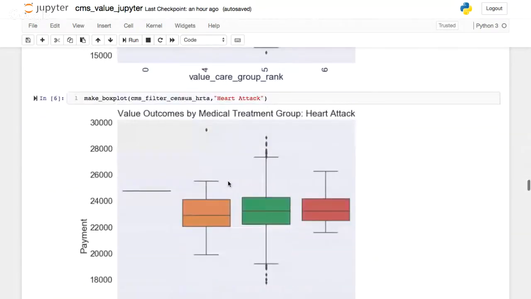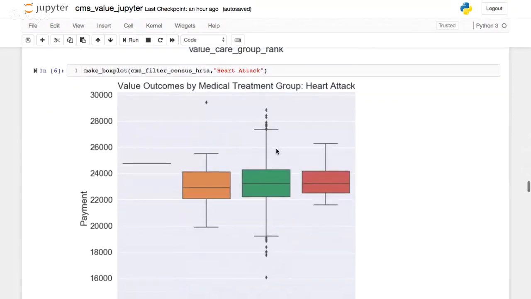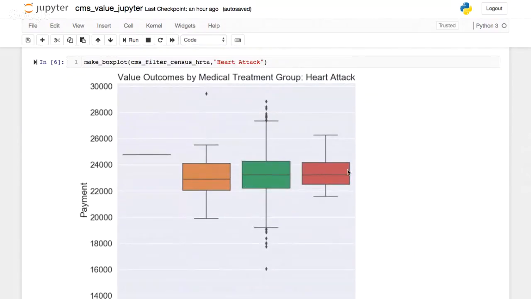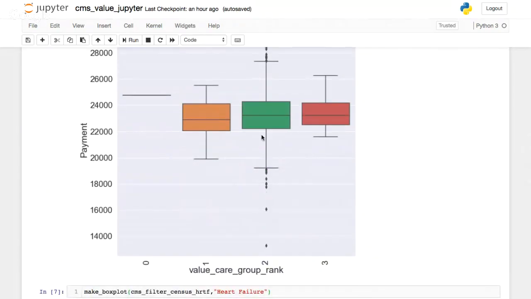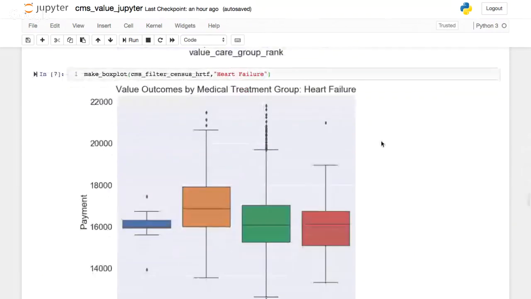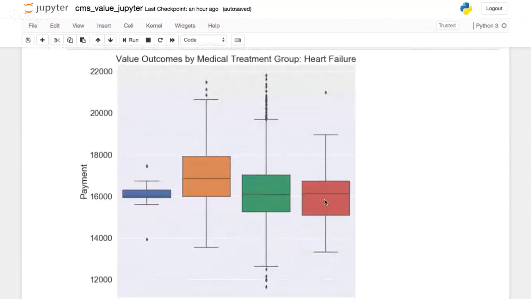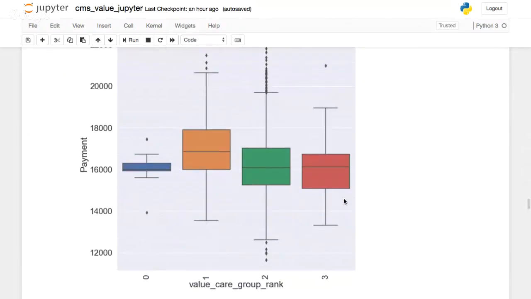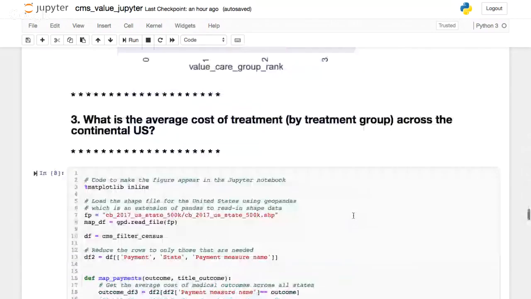The heart attack treatment group seemed like it actually had similar pricing across all outcomes, and these outcomes are mortality 1, 2, and 3. So best, average, and worst mortality, similar price tag. And then for heart failure, slightly different price tag for the best as compared to the worst mortality, but you need more data.